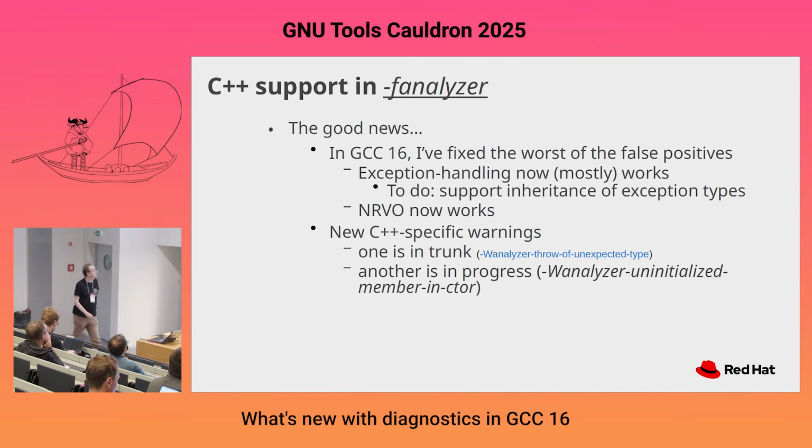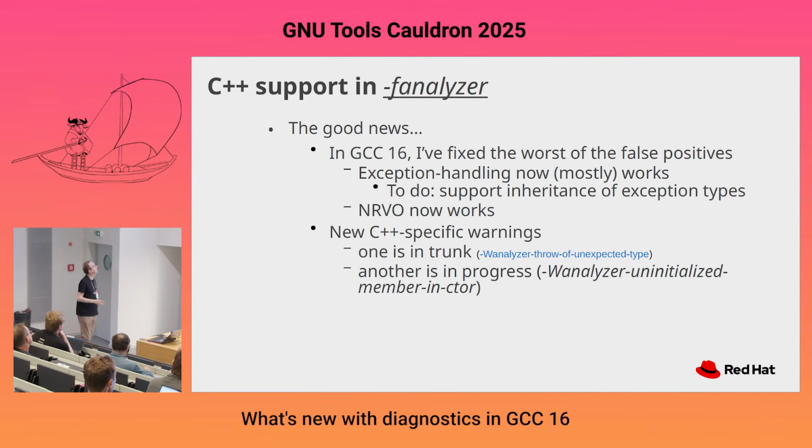The good news is that I have fixed the worst of that. There's an implementation of exception handling in trunk for the static analyzer that works, apart from the catch exception type. It does an exact match right now on the exception type rather than an is-a sort of inheritance match. But it's a lot better than it was. I don't know if I'm going to finish that for 16. I'm going to try to.